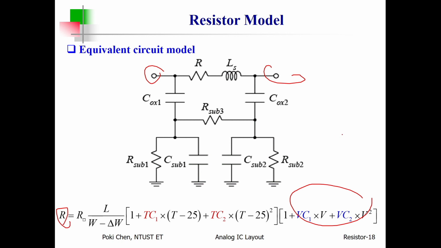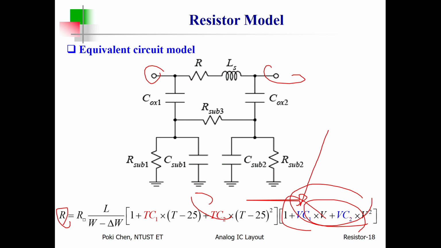Again, to my memory, some of the resistors have VC1. Most of them don't have VC2. Anyhow, the first order temperature dependence or first order voltage dependence is troublesome enough for your own design. Never mind the second order temperature coefficient or second order voltage coefficient. They are even harder to deal with.